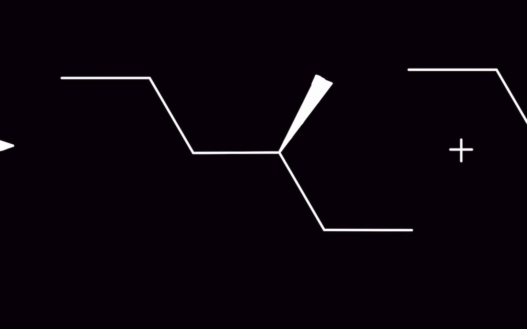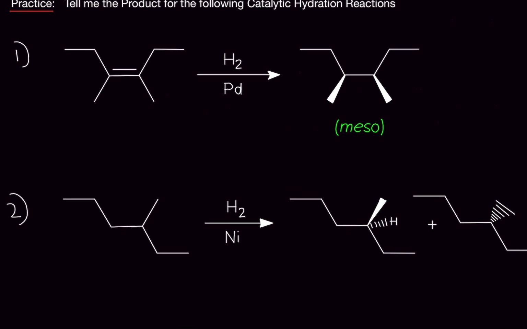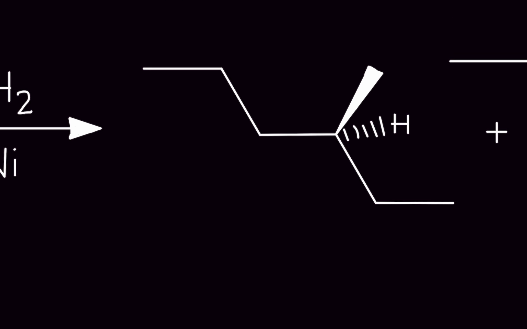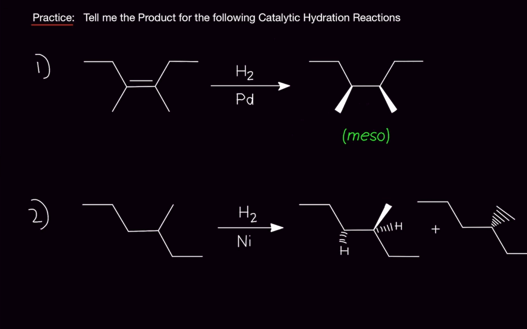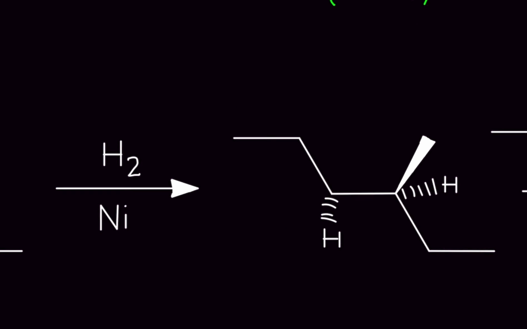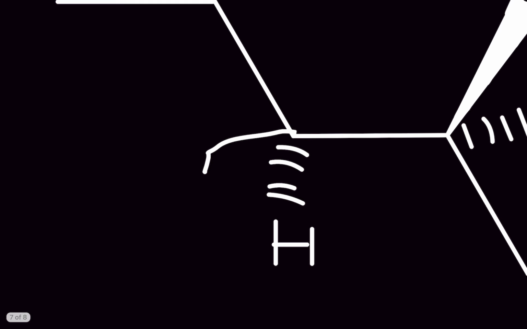So look, I'm gonna draw in the hydrogen here on the dash. I'm also gonna draw the hydrogen here on a dash because it's Syn addition. They must be on the same face. So both must be on dashes or both must be on wedges. That also means that there's a wedge here on hydrogen.